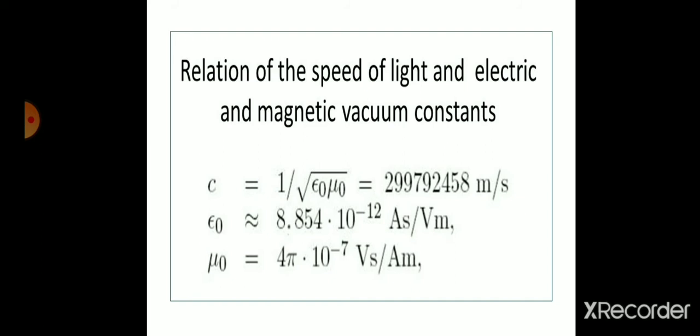Now let us see the relationship between epsilon naught and mu naught, that is, the permittivity of free space and the permeability of free space. They are related through the expression c is equivalent to 1 by root of epsilon naught mu naught, where c is the speed of light in vacuum.